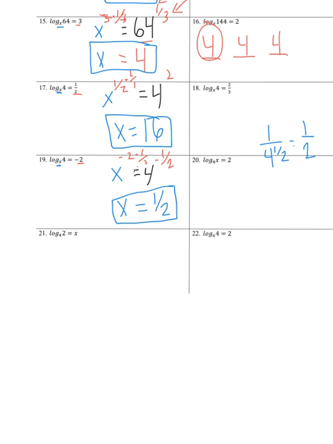And for number 21, our base is 4. Our exponent is going to be x. So it's going to be 4 to the exponent x equals 2. So again, x is going to be equal to 1/2.